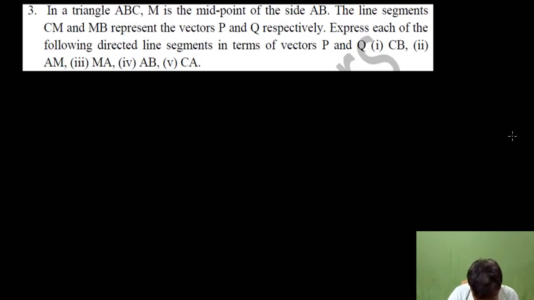Okay, in this problem, given a triangle ABC where M is the midpoint of AB, the line segments CM and MB represent vectors P and Q. Let me give vector signs P and Q. CM is vector P, that technically means from C to M it's vector P, and M to B it's vector Q. Okay, express each of the following directed line segments in terms of P, Q.